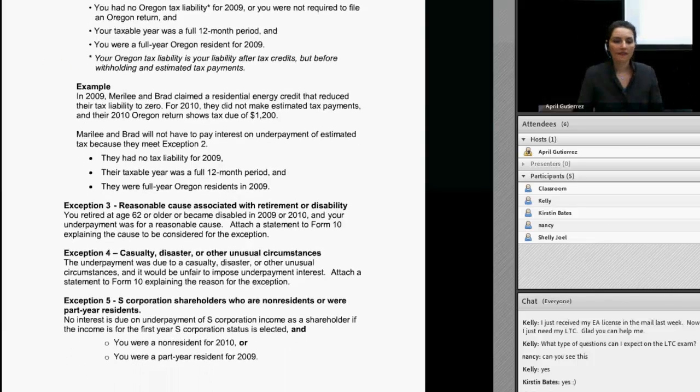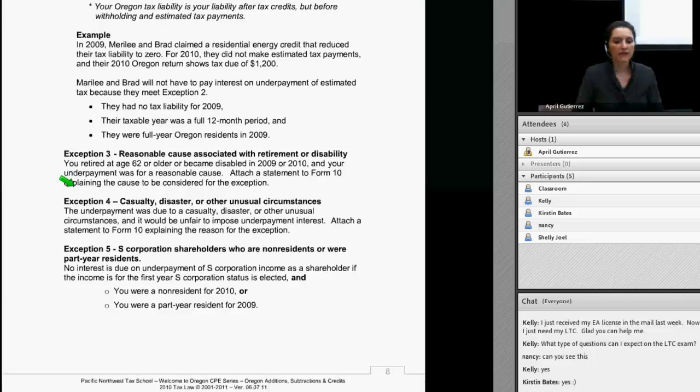Here is an example. In 2009, Merrill Lee and Brad claimed a residential energy credit that reduced their tax liability to zero. For 2010, they did not make estimated tax payments, and their 2010 Oregon return shows tax due of $1,200. $1,200 is a number that is relevant because it is $200 more than the threshold amount where penalty is due. Merrill Lee and Brad will not have to pay interest on underpayment of estimated tax because they meet exception 2. They had no liability in 2009. Their taxable year was a full 12-month period, and they were full-year residents in 2009.